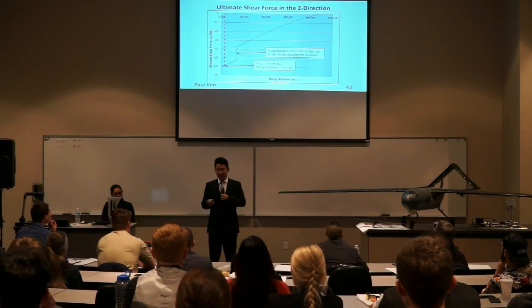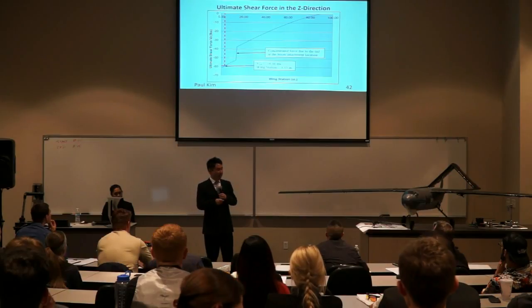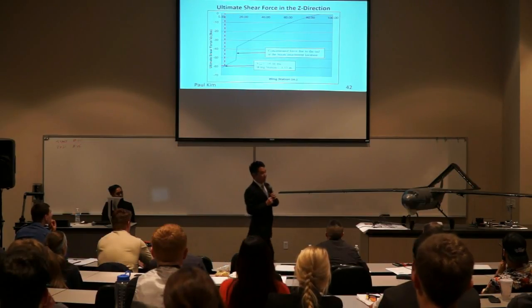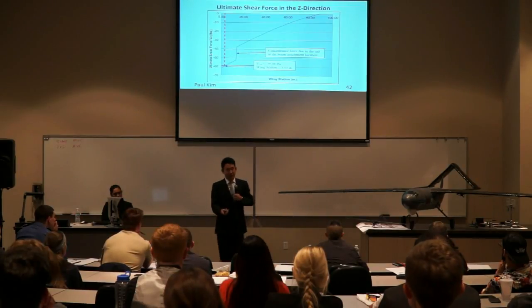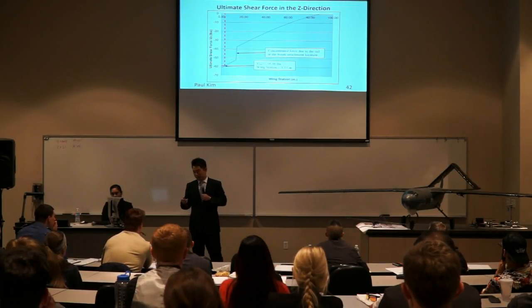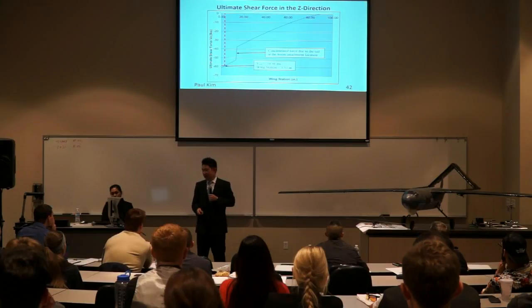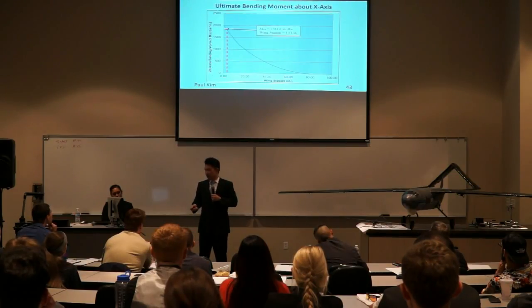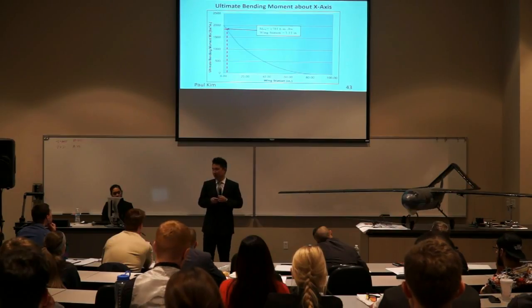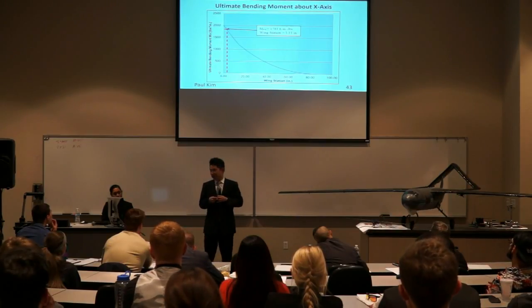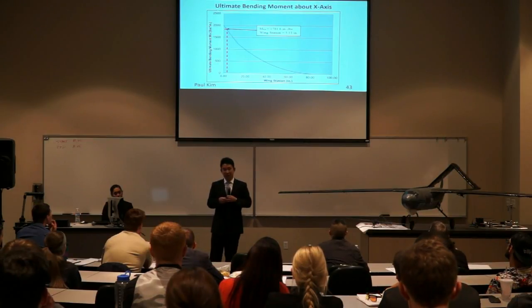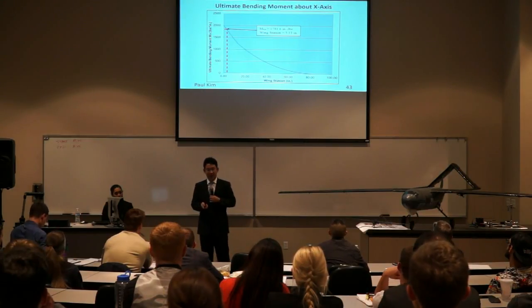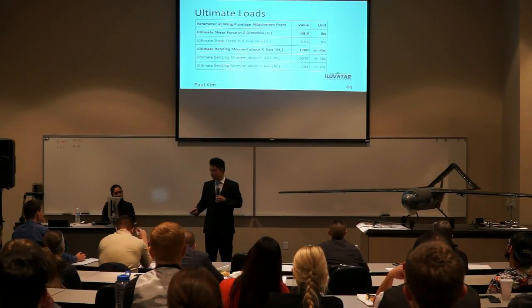The wing station is at 3.53, and the wing station is the connection of the wing to the fuselage right here. And so using that point, we were able to calculate the corresponding maximum, or ultimate shear force, and that calculated to be 59 pounds. Similarly, the ultimate bending moment occurred in the x-axis, and again, using the same wing station at 3.53, the ultimate bending moment was 1780 inch-pounds.